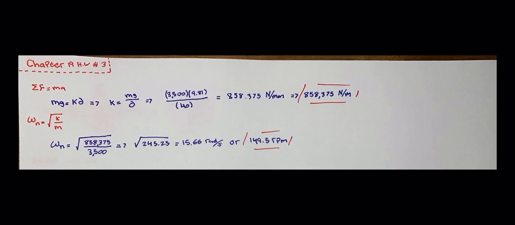So if we just take the sum of the forces, we get mg is equal to k delta, and if we solve for k there, we get K is equal to mg over delta, which is 858,375 newtons per meter. And then we know that the natural frequency is equal to the square root of K over m. So we can solve for the natural frequency, which is 15.66 radians per second, or 149.5 revolutions per minute.